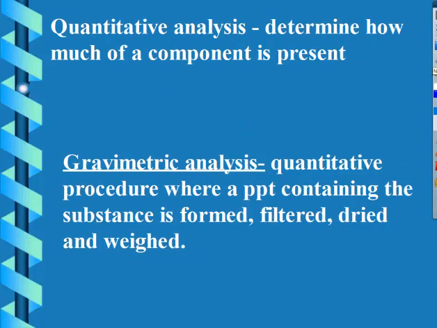Quantitative analysis is going to determine how much of a component is present. So I could basically do what I just did, but actually weigh those precipitates and then figure out how much barium was in barium sulfate, then figure out how much silver was in the silver chloride to figure out the mass of my iron. So gravimetric analysis is a quantitative procedure where a precipitate containing the substance is formed, filtered, dried, and then weighed so we can determine how much of that component was present in the original mixture.